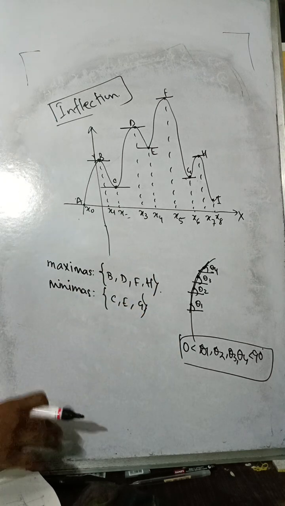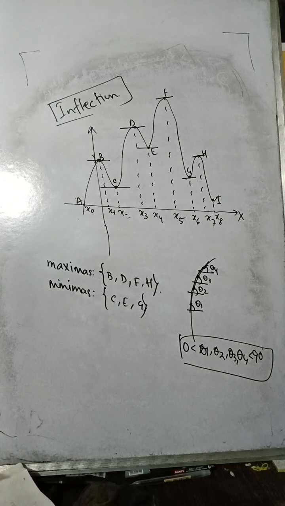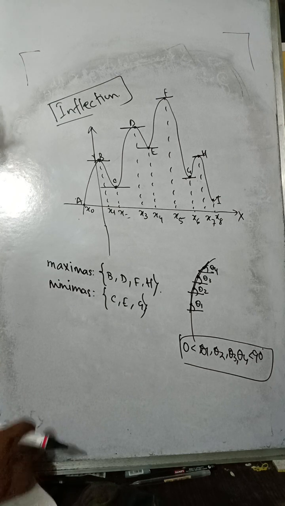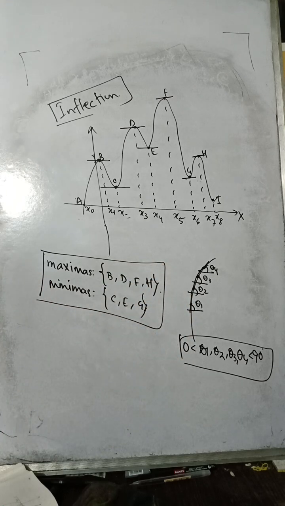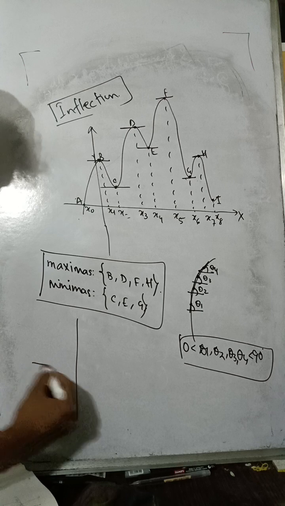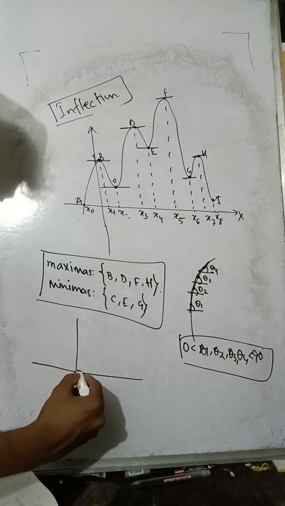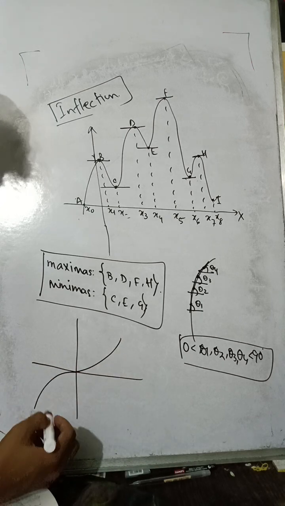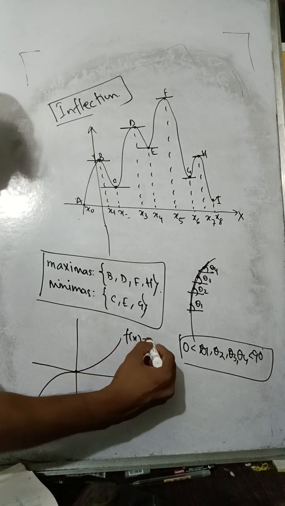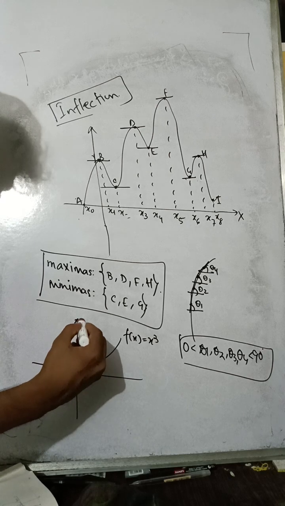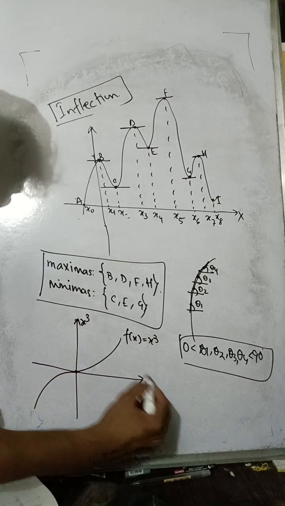These are the minimas. Okay. Now look at one thing. So these are the maximas and these are the minimas. Suppose we have a curve something like this. Say a curve like this. This curve is basically f(x) equals x cube. If you do not know, then it's okay. This is basically the x cube curve.